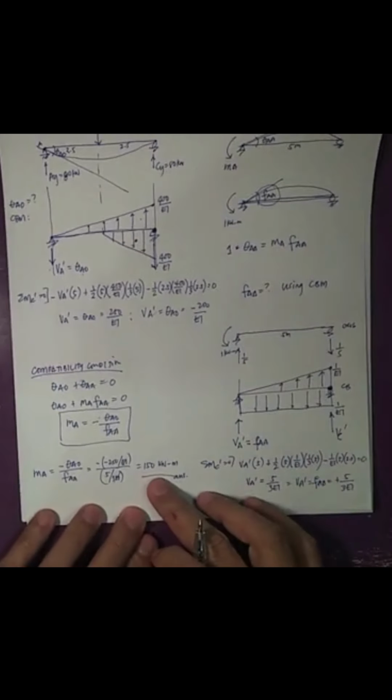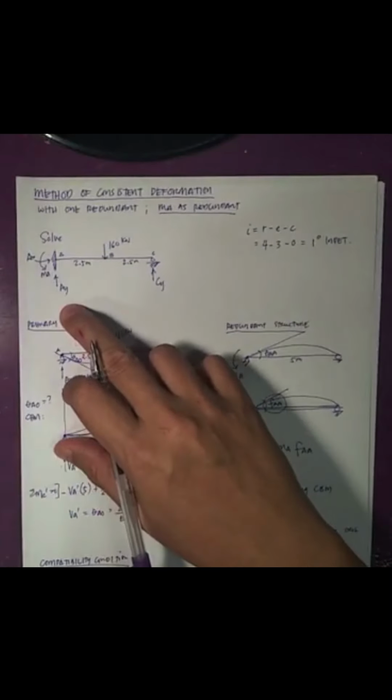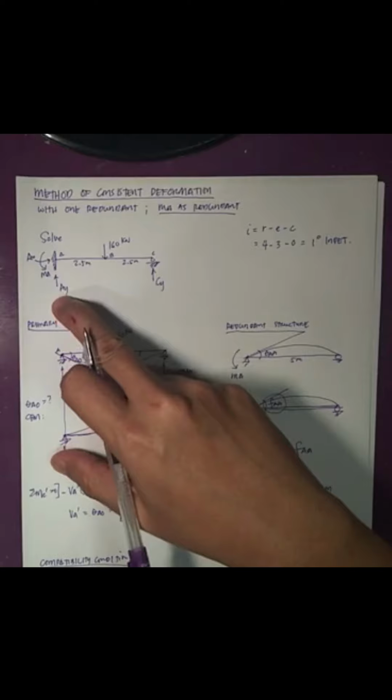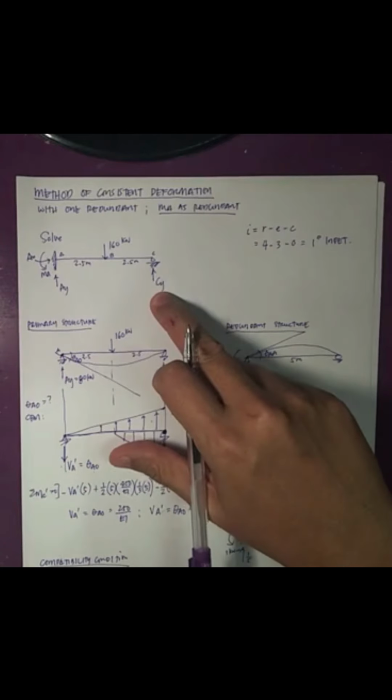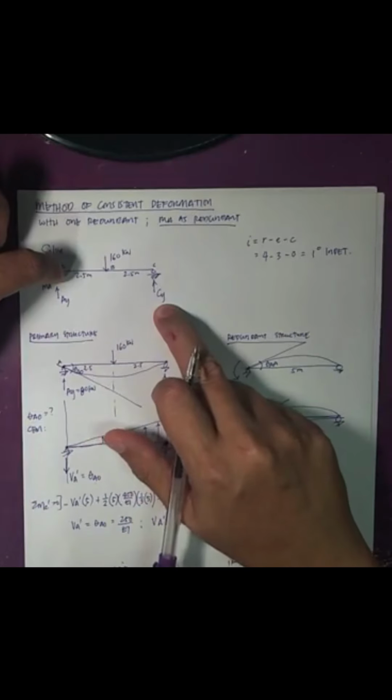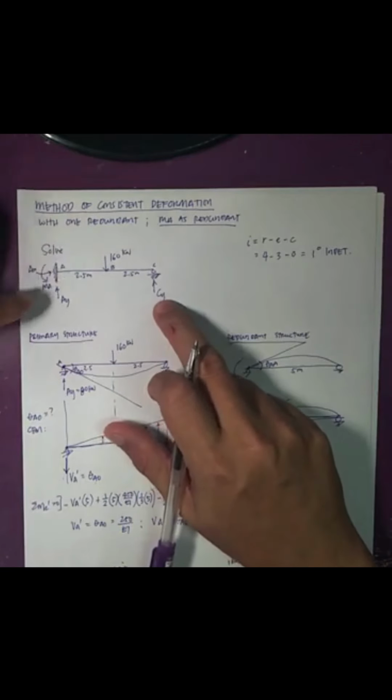Now, I won't be discussing anymore how to solve for the remaining reactions, like the vertical reaction at A and the vertical reaction at C, because you can solve for these by statics after knowing the moment at A. If you take moment at A, knowing MA, you could solve for CY. After knowing CY, you use summation of vertical forces, and you could solve for AY.